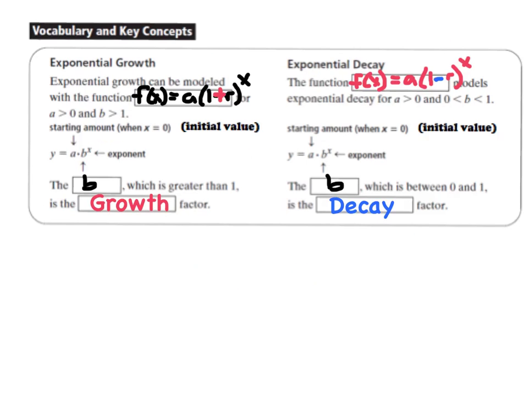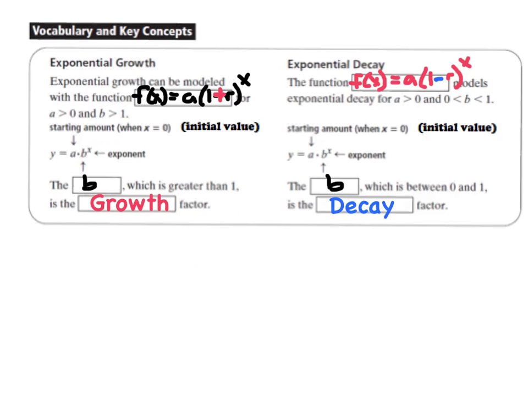Alright, so a few more vocabulary and key concepts. We're going to be talking about exponential growth, and exponential growth can be modeled with the function f of x equals a times 1 plus r raised to the x power. Notice the 1 plus r is also known as the b value. Remember, a is your initial value. The b, which is greater than 1, is the growth factor.